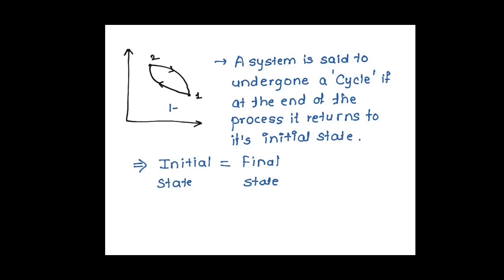In this example, 1 to 2, again 1, we will call it a cycle. In this case, if we have considered 1 to 2 only, then it is called a process. I hope till this point your concepts are clear.